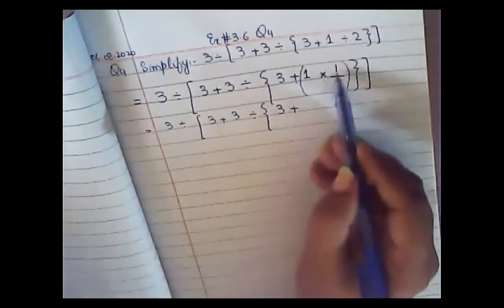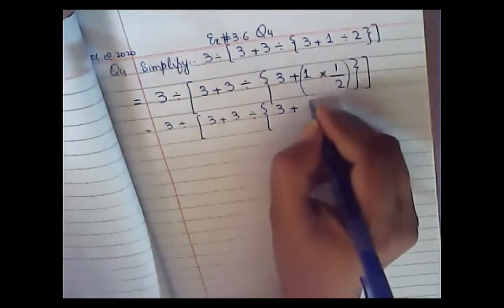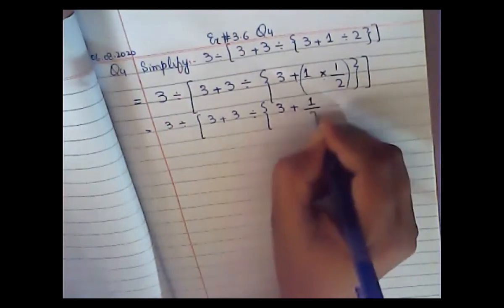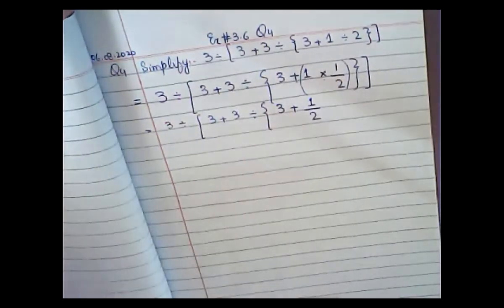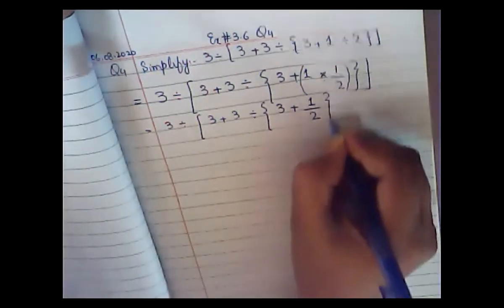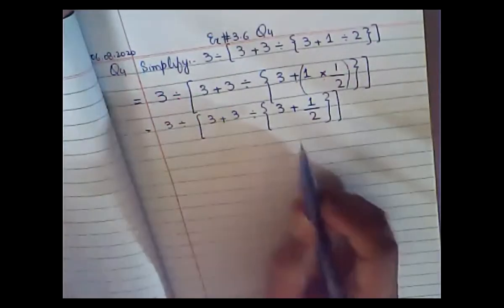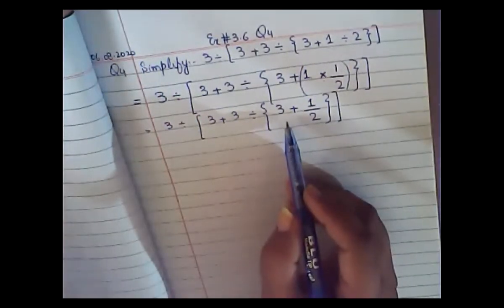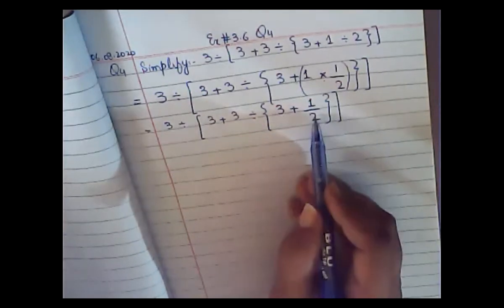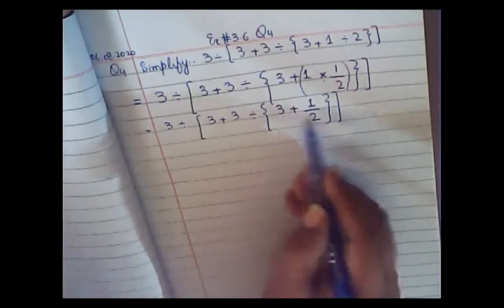Okay, now I have to multiply this number, so 1 multiplied by 1 is 1. 1 upon 2 will be the answer of this, and then the curly bracket and then square bracket. There is no round bracket here. Now here you have 3 plus 1 upon 2. Here you have to add this fraction.